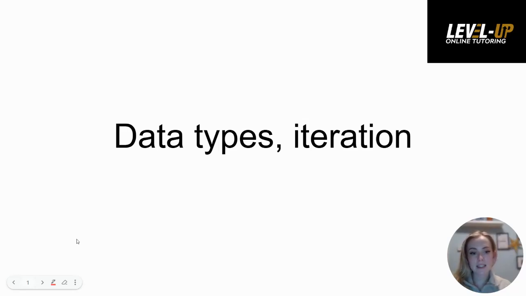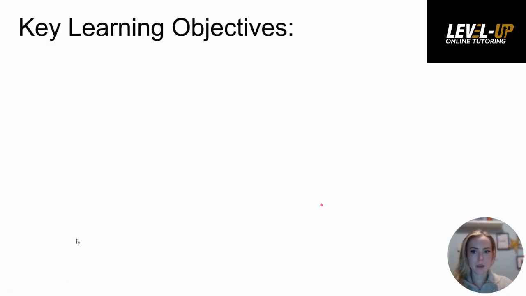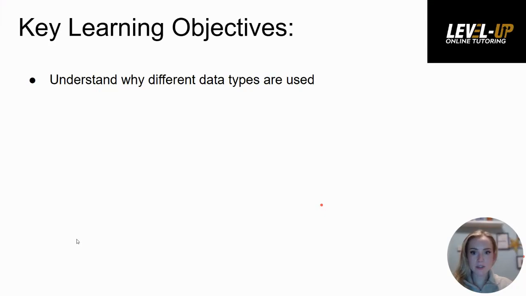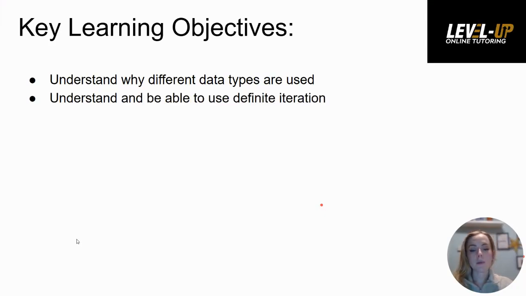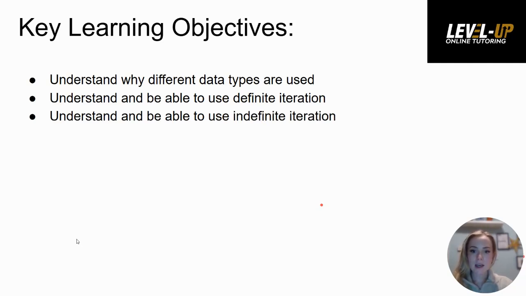Today we're looking at data types, what they are, why we use them, and two forms of iteration. So our key learning objectives are to understand why different data types are used, to understand why we'd use definite iteration, what that looks like, and to be able to spot it, and the same for indefinite iteration.